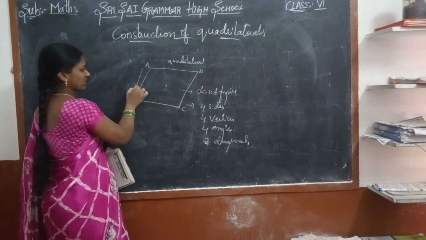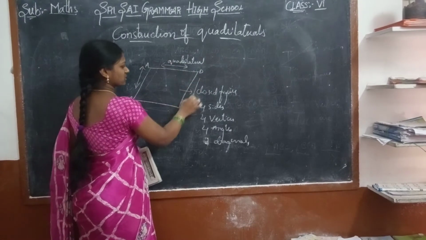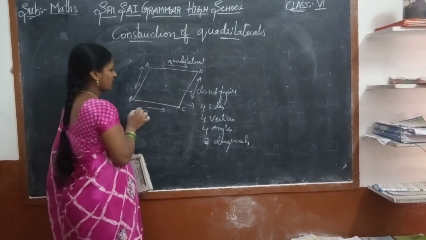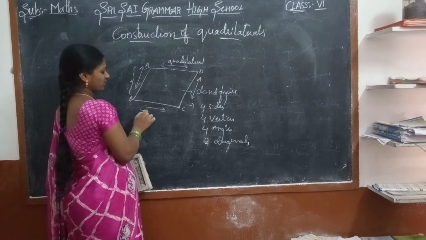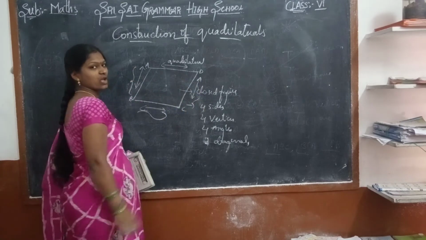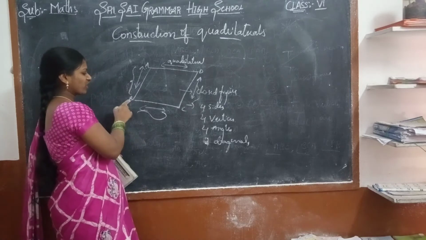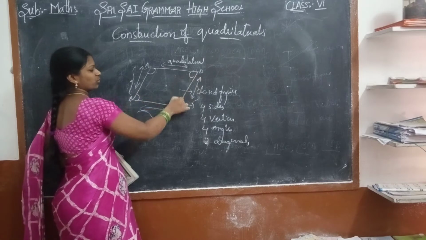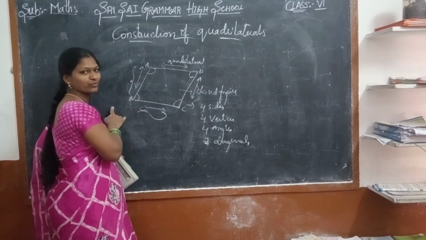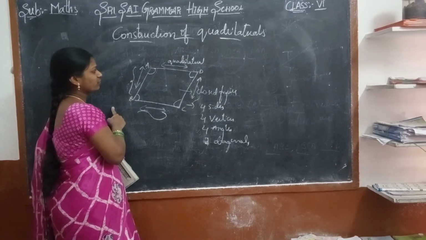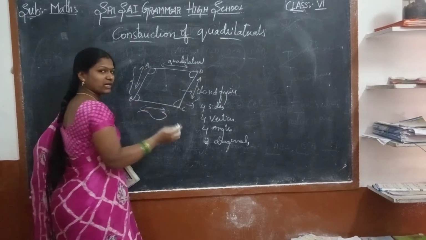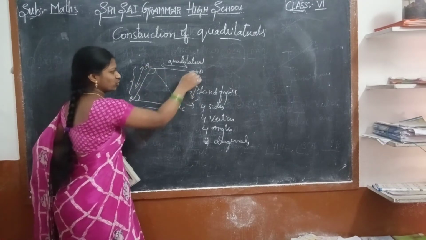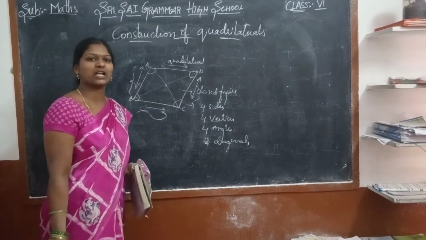A, B, C, D: 4 sides. These are the 4 sides, here it is 1, 2, 3, 4. And from these, 4 angles can be seen: 1, 2, 3 and 4. And here are 4 vertices, A, B, C, D. So 4 angles, 4 vertices, 4 sides and 2 diagonals, AC and BD.